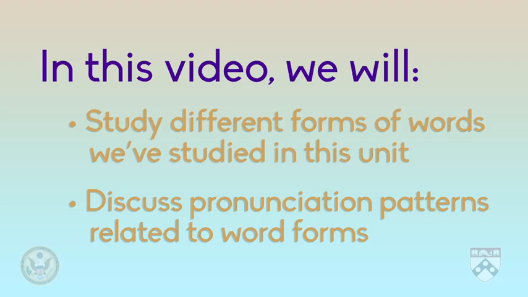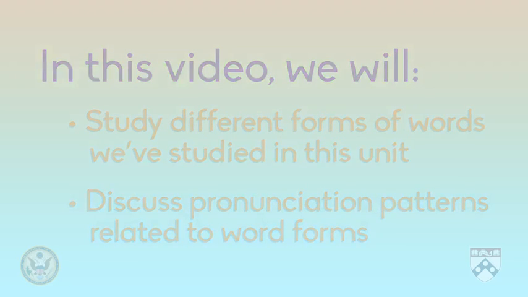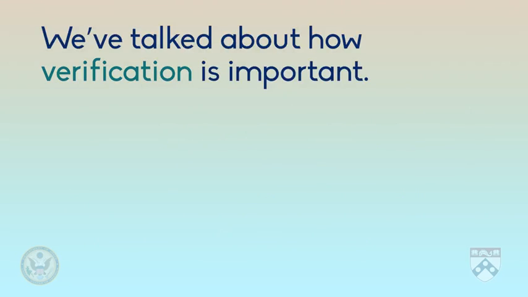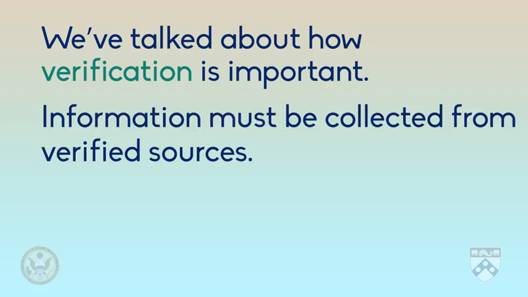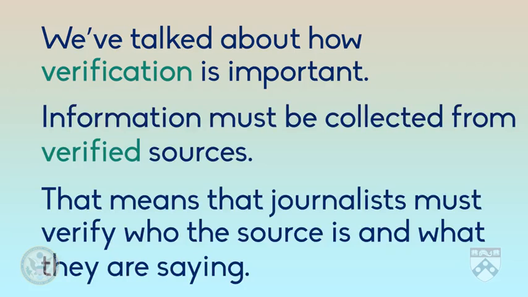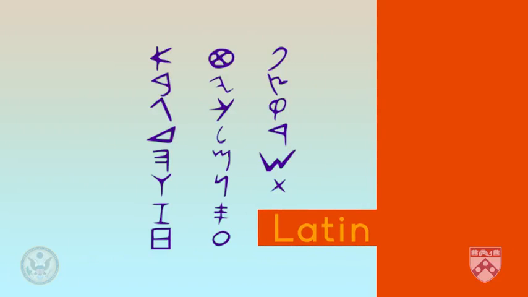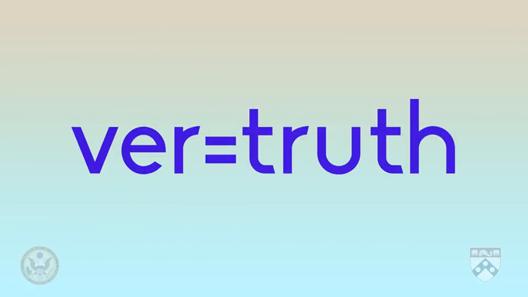Let's take a look at another example. We've talked about how verification is important. Information must be collected from verified sources. That means the journalists must verify who the source is and what they're saying. In those 3 sentences, I used the root ver in 3 different forms. In English, the roots are borrowed from Latin. So ver, for example, means truth.